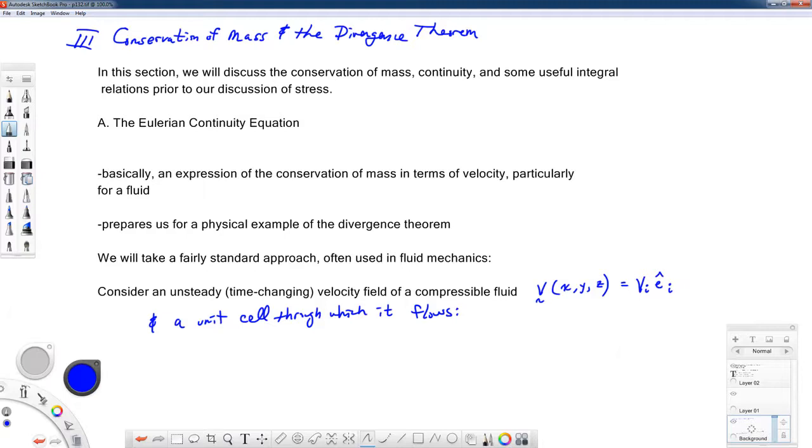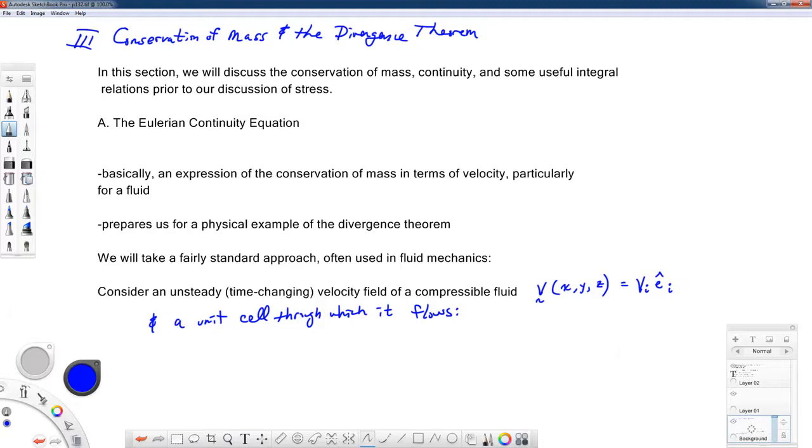If you were taking a class in fluid mechanics, you would likely go through this style of explanation of the Eulerian continuity equation. It's going to prepare us for a physical example of the divergence theorem, and we're going to take a fairly standard approach that's often used in fluid mechanics. So to do this, we're going to consider an unsteady or time-changing velocity field of a compressible fluid. So this fluid has a velocity field that depends on x, y, and z. It's a vector field, and we can denote that in our index notation as velocity components v sub i in the e hat i coordinate system.